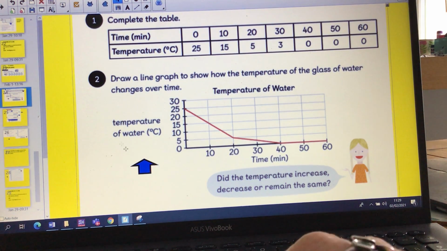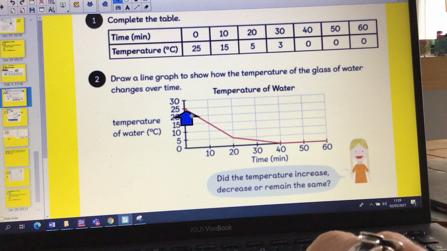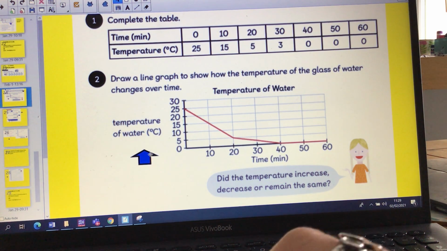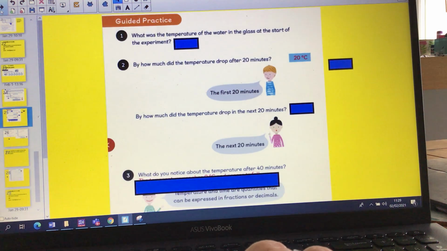Whoops, sorry children, that's me. 25 here, and it's dropped to 5 after 20 minutes to there. So it's 25, subtract the 5, or the difference between those two would be 20 degrees. By how much did the temperature drop in the next 20 minutes?